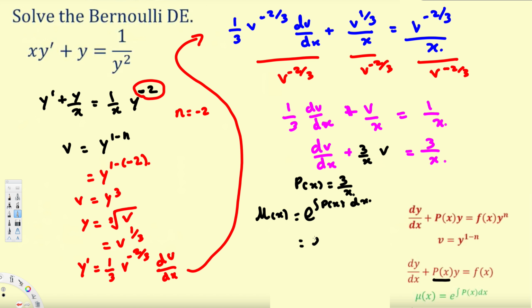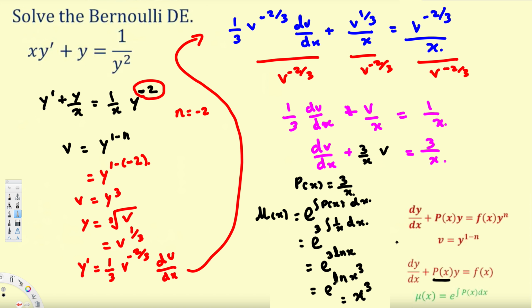So this is going to be e power. Since 3 is a constant, we can move it to the front. So this is going to be 3 integration 1 over x dx. And if we integrate 1 over x, that's going to become ln x. So this is going to be e power 3 ln x. And to get rid of this e and ln, we can move the 3 to this side. So this is going to become e power ln x cube. Now we can cancel this e and ln. Finally, we will end up with x cube. So we have the integrating factor.